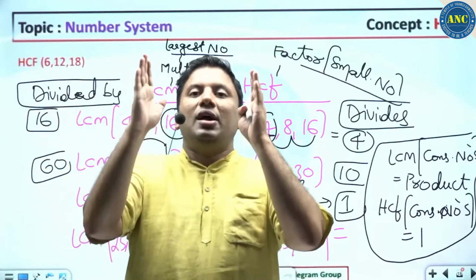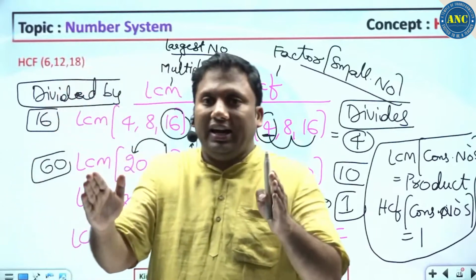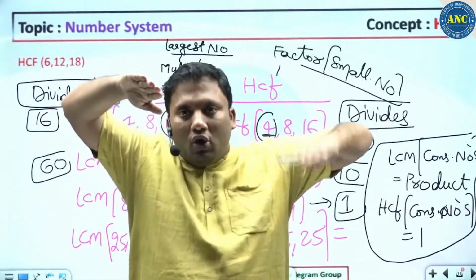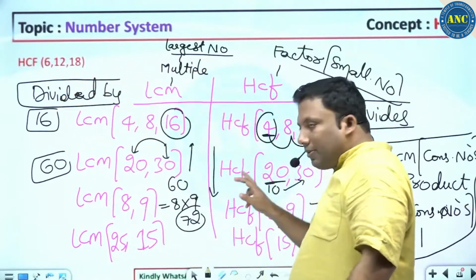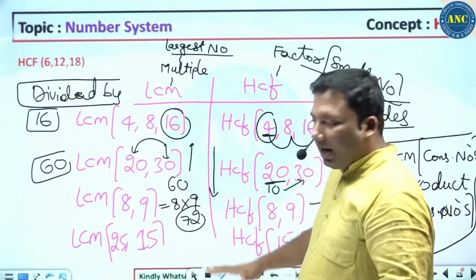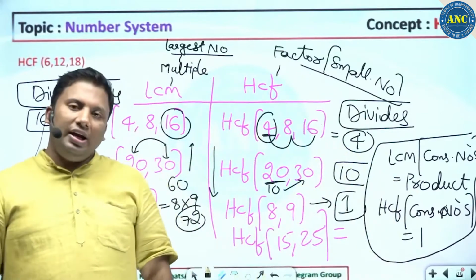LCM means multiple related. HCF means factor related. Factors of 6 will be less than 6. Go to the smallest number and its factors, largest number and its multiples. I hope it is clear, these three. Kindly ask me in case you have any doubt.